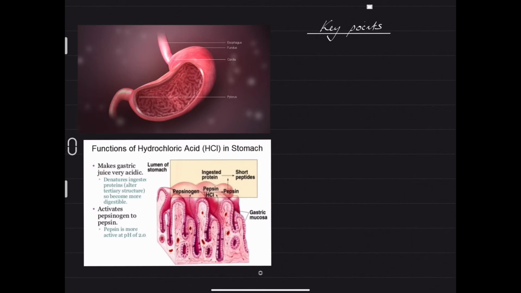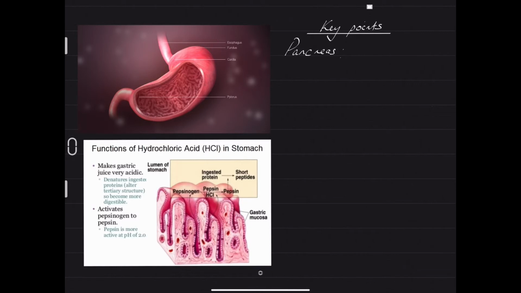Okay, so now we're going to move on to the pancreas. We've looked at how the stomach is involved in regulating the activity of the protease enzyme. Now we're going to look at how the pancreas is doing this. So can we put the subheading pancreas? Now we're just going to take a few points down about how the pancreas does this.